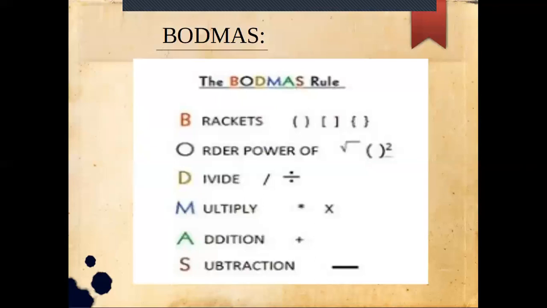So the BODMAS rule is you start with brackets in a maths problem, and then if you don't have any brackets, you go down to order, or other, which is powers and roots. You go to divide, then you go to multiply, then you go to addition and subtraction at the end. So if you don't have one of these in a problem, you just skip it and go to the next one. So BODMAS is an acronym, which helps us remember this, okay?